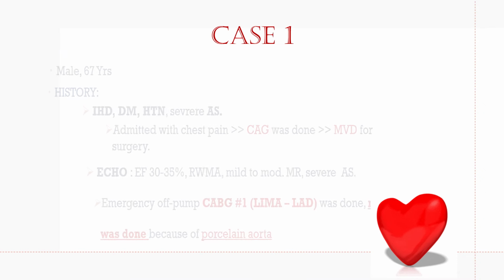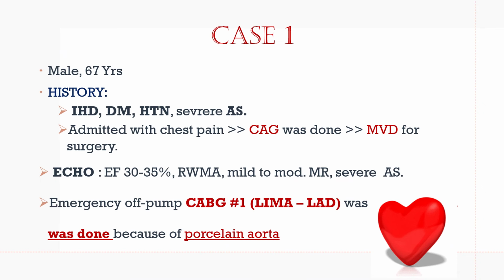The first case is a 67-year-old male, ischemic heart disease, diabetic, hypertensive, with severe aortic stenosis. The patient was admitted with severe chest pain. Coronary angio was done, showing multivessel disease. The echo showed ejection fraction 30 to 35% with regional wall motion abnormality, mild to moderate mitral regurgitation, and severe aortic stenosis.